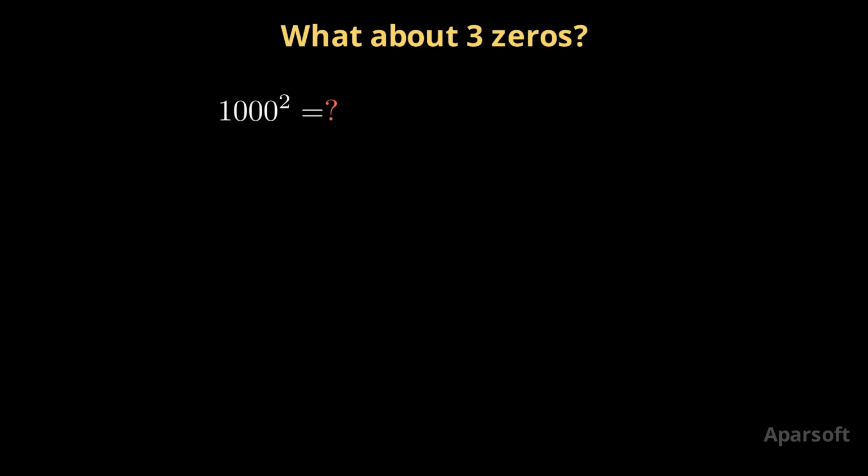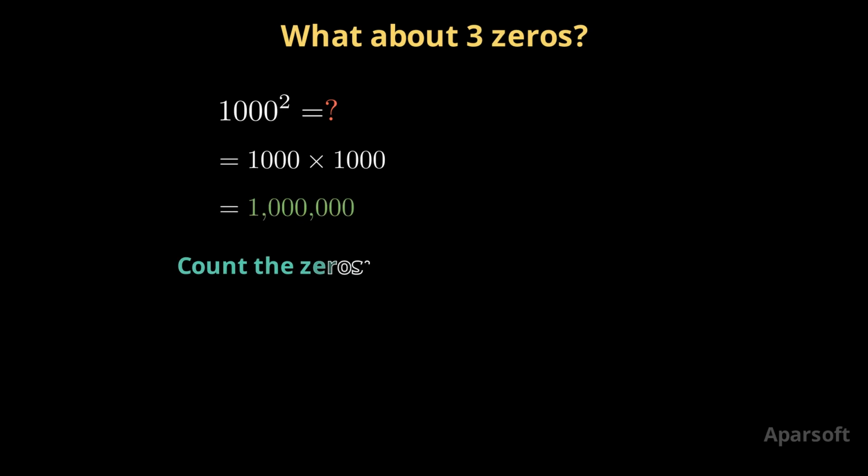What is 1000 squared? Squaring means multiplying by itself, so 1000 squared is 1000 times 1000, and that equals 1 million. And the number of zeros it has is 6. 6 zeros. 3 zeros became 6 zeros. Simple, right?